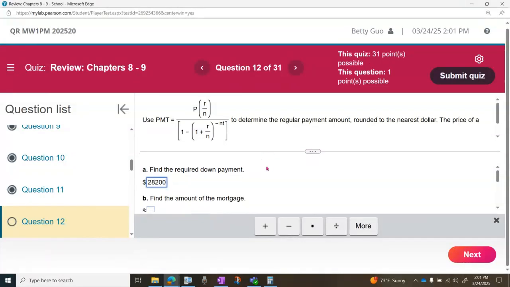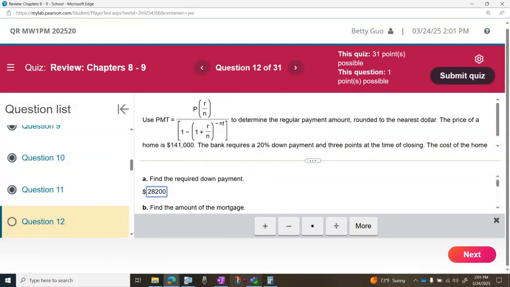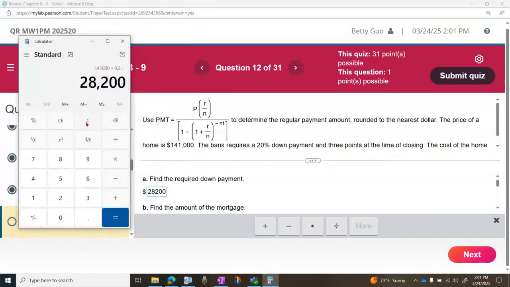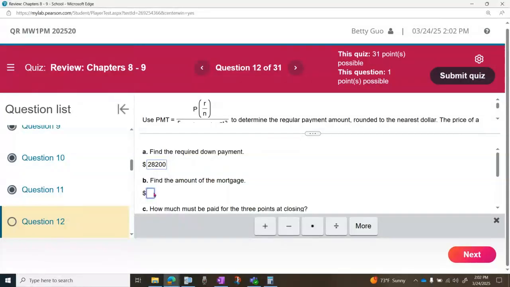Part B. Find the amount of the mortgage. That will be the price minus the down payment. The price is 141 grand minus down payment 28,200. 112,800. So that's the loan amount.